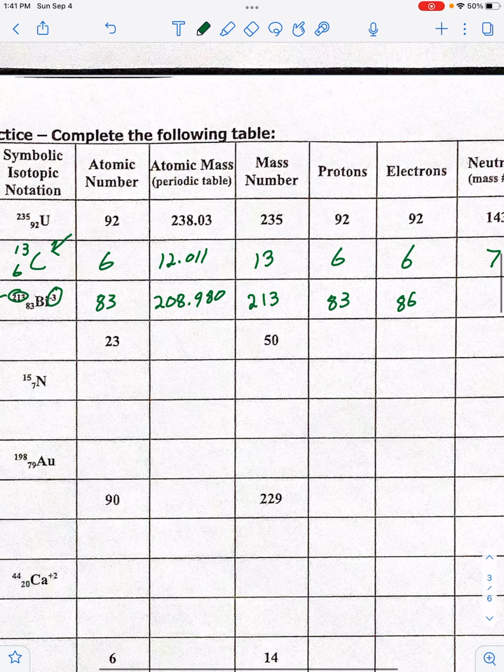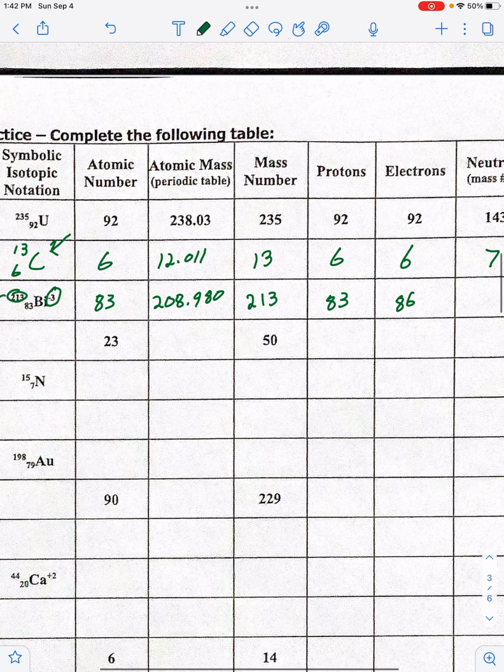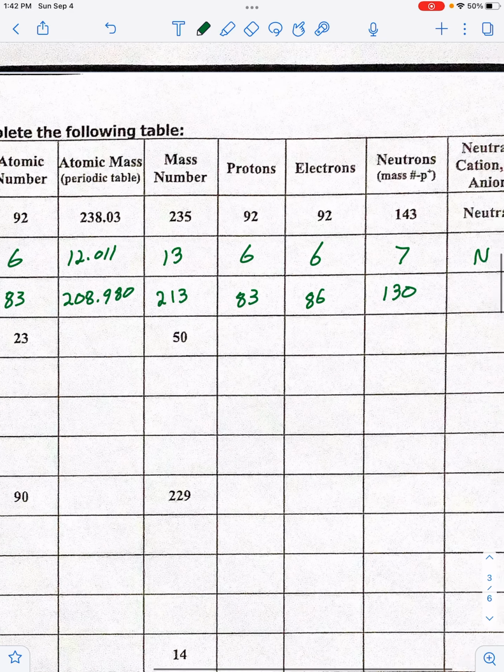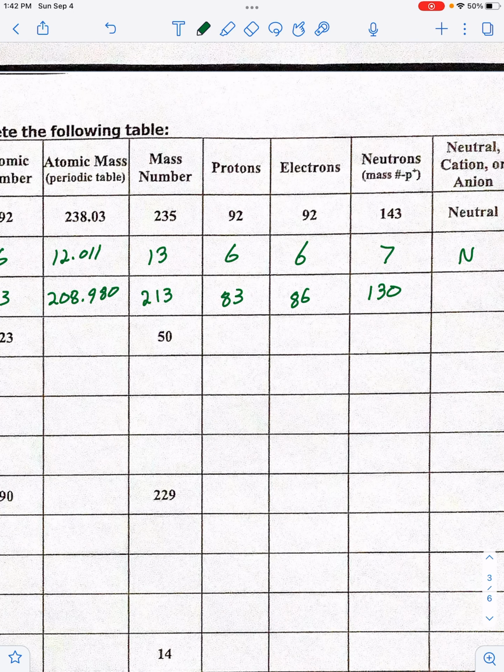Okay, my neutrons, I'm going to take the top number minus the bottom number. So 213 minus 83 is going to give me 130. And now I'm going to see, am I neutral, cation, or anion? Well, I have a charge, so I can't be neutral. So am I a cation or anion? If I have a negative charge, the way I remember that is anion has an N in the middle, which makes me think of negative. So this is going to be an anion.